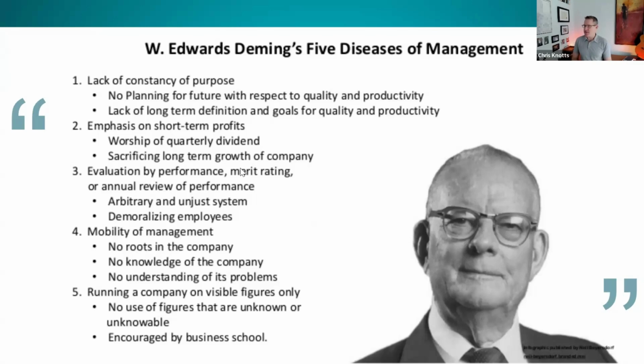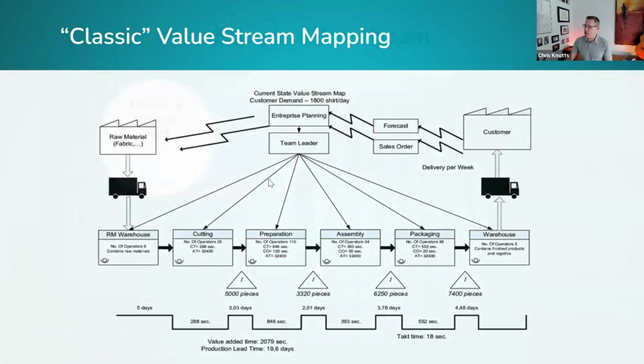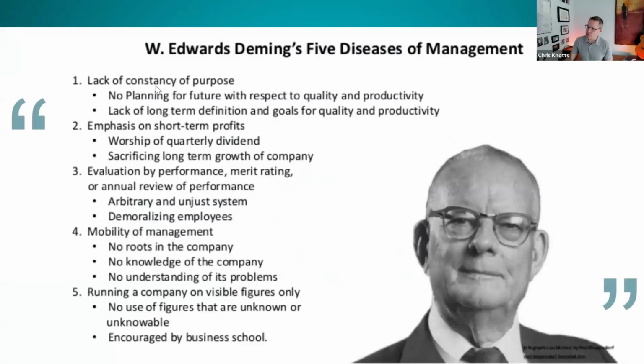So one last nod to Deming here. Deming also introduced, along with his principles of management, these five diseases of management, as he calls them. Again, I won't go through these one by one, but I will just highlight the five. If you don't have constancy of purpose, you're not managing around the outcome in modern terms. That's a common disease of management.